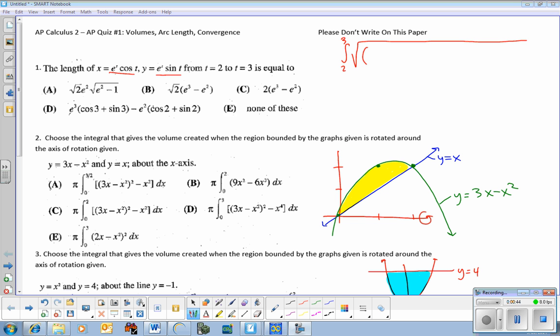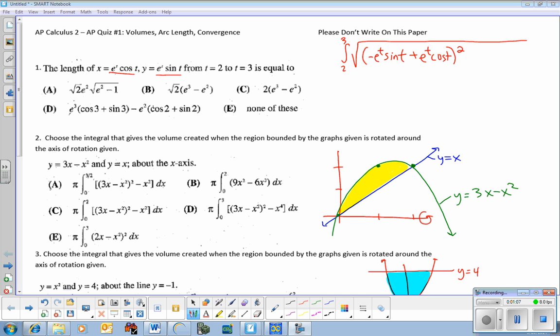Okay, so first times the derivative of the second for e to the t cosine t. Derivative of cosine is negative sine. And then that's first times the derivative of the second plus second times the derivative of the first. The derivative of e is e, so plus e to the t cosine t. That needs to be squared.